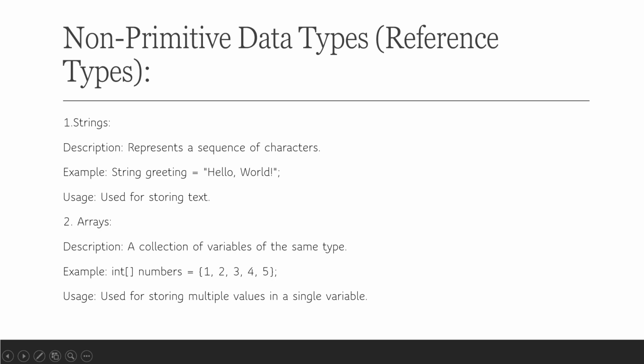Arrays are super handy when you need to work with a group of related values. Instead of creating a separate variable for each number, you can store them all in one array, making your code cleaner and easier to manage. So, whenever you need to handle multiple values of the same type, remember to use arrays in your Java programs.